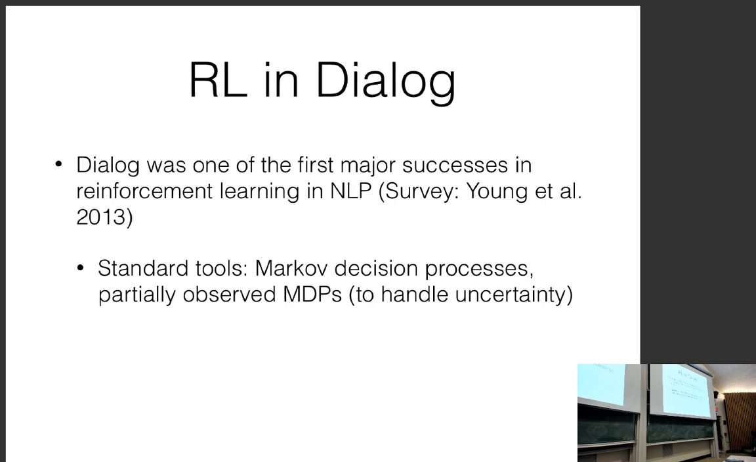The standard tools that they use here are Markov decision processes and also things like partially observed Markov decision processes. The idea behind partially observed Markov decision processes is kind of like you have latent variables that you don't know the values of. One example is for spoken dialogue, you might have noisy speech recognition results that you're trying to learn from, and you don't know which of the speech recognition results is correct, so you need to figure out which one was correct as you go through the dialogue.